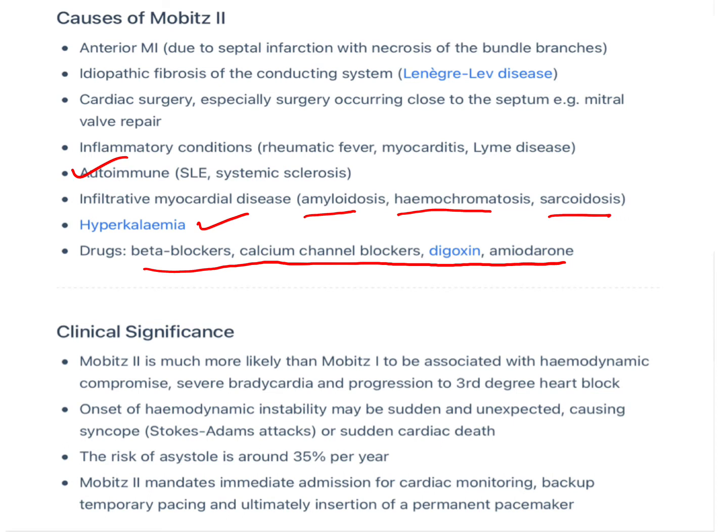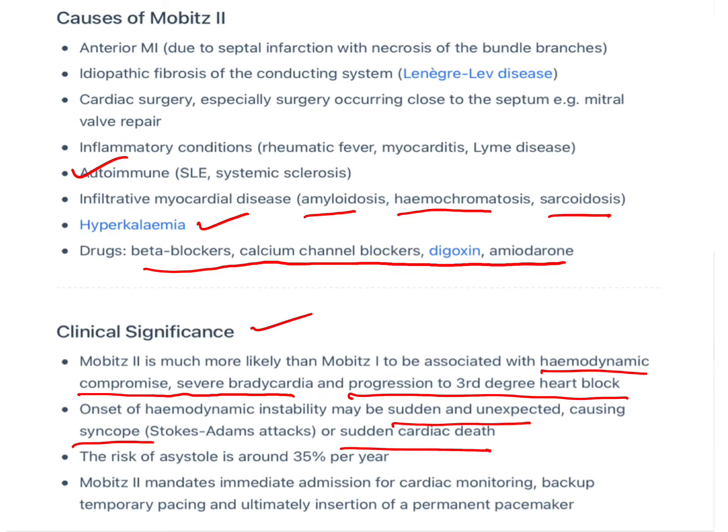Regarding the clinical significance of Mobitz 2, patients with Mobitz 2 have very high chances of hemodynamic instability and they may present with severe bradycardia that can progress to third degree heart block. Such patients, because of hemodynamic instability, may have sudden and unexpected syncope or sudden cardiac death. The risk of asystole is 35% per year. Mobitz 2 mandates immediate admission for cardiac monitoring, backup for temporary pacing, and ultimately such patients require permanent pacemaker implantation.